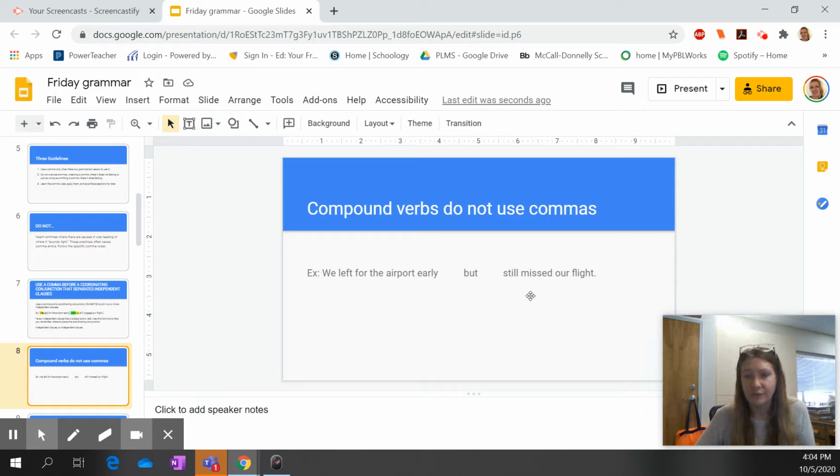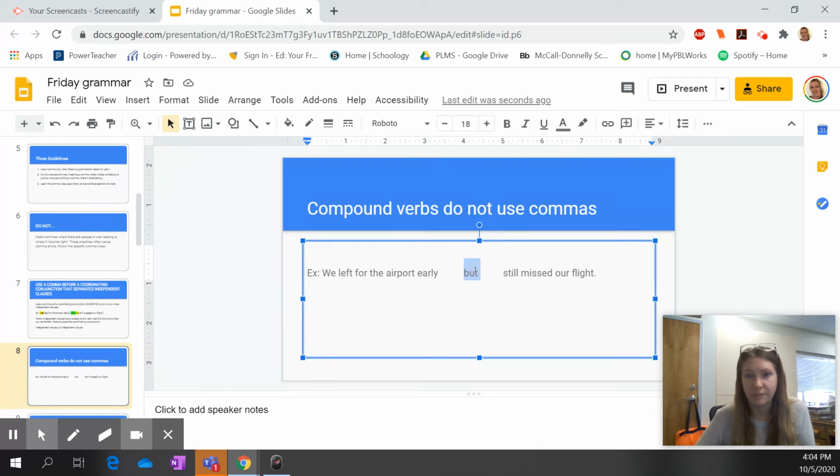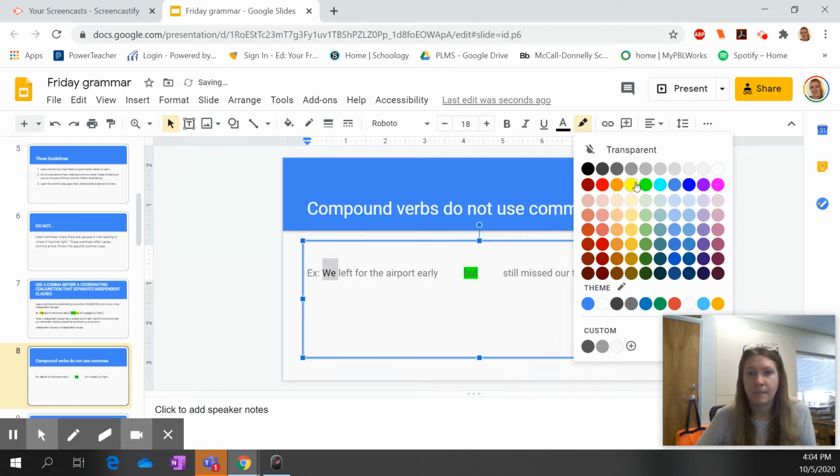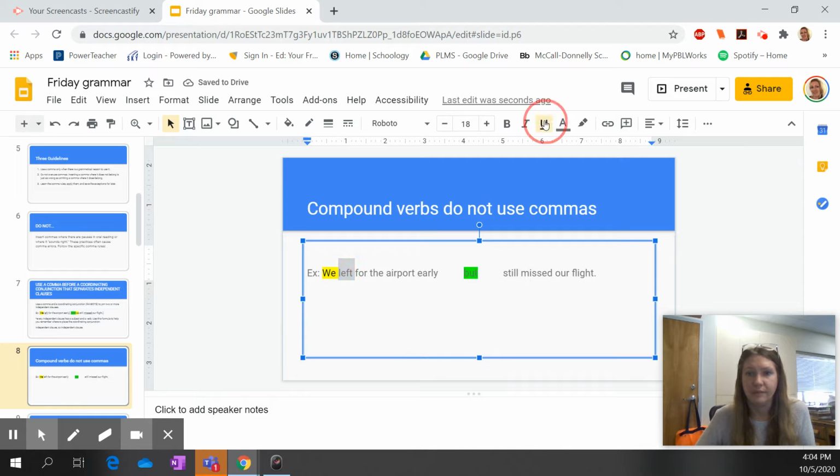Here's where we don't use a comma, but we still have a coordinating conjunction. So this is a coordinating conjunction. However, here's our subject, we, and our verb, left. We left. So this is an independent clause. We left for the airport early but still missed. Missed is our verb. We still have the same subject as this other clause. So we do not have two independent clauses. These are two compound verbs. So we do not use a comma here.